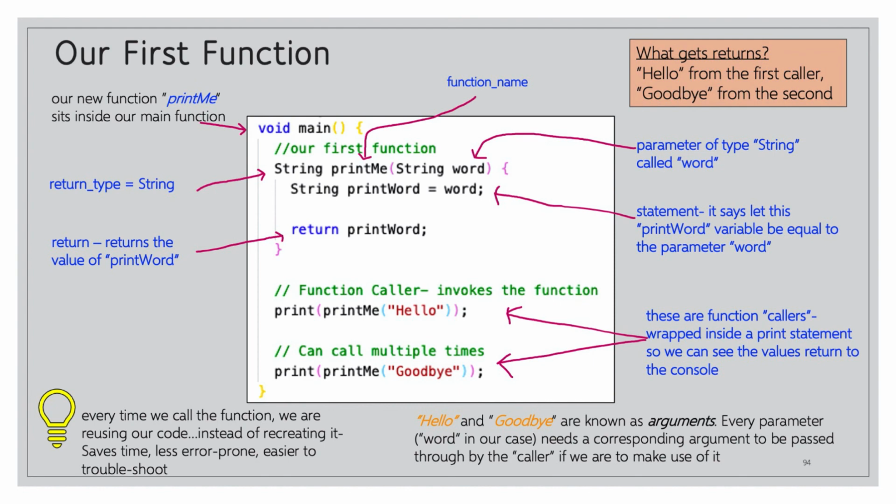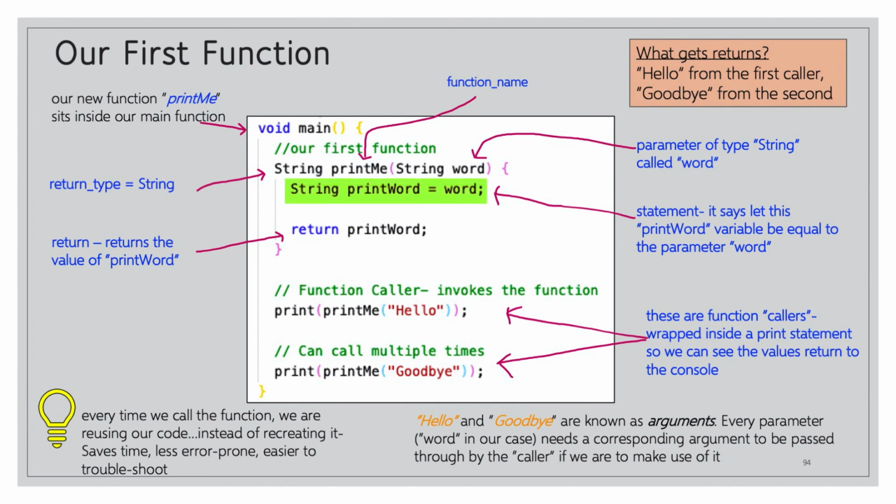So we have void main, and again, we need main as the entry point for any of our code. So it is a function as well, by virtue of the fact that void is the data type that sits before the main. We know that it returns nothing. The return type in this case is string. The name that we gave it using camel case is printMe, right? So print lowercase, Me uppercase. We have one parameter called word. It's of type string.